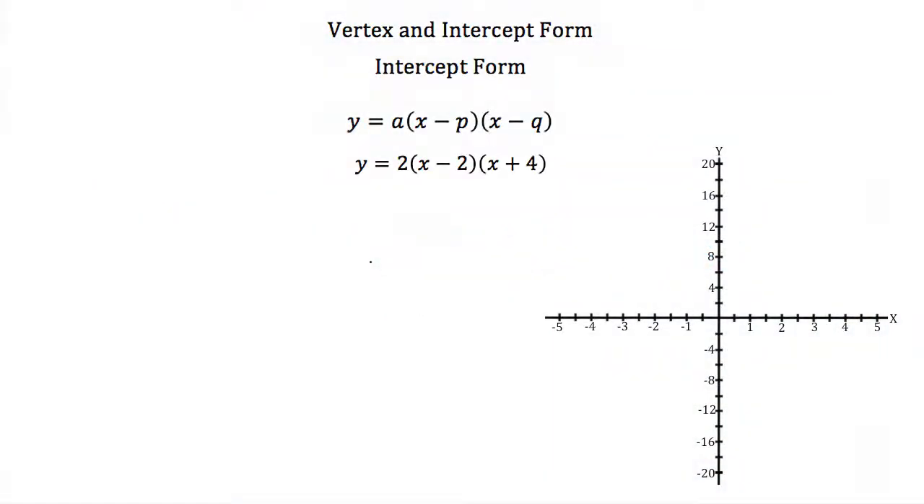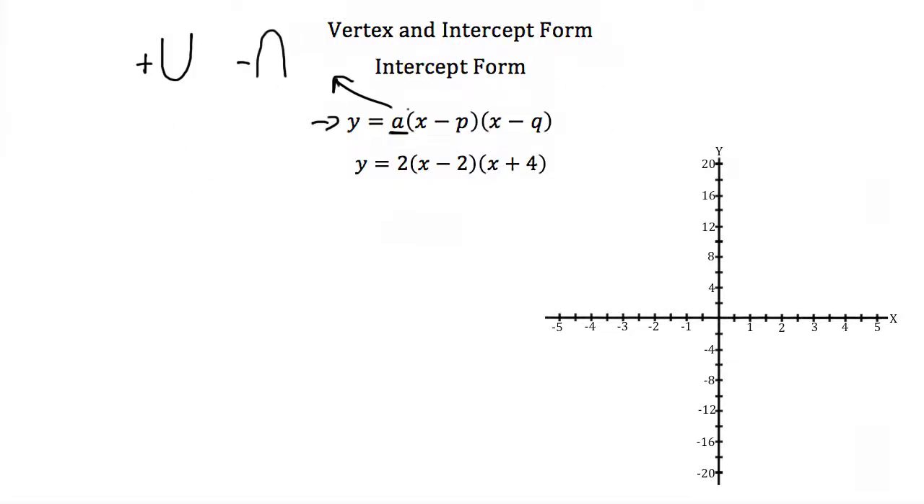Now the next thing we're going to talk about is the intercept form of a quadratic equation. And this is our intercept form. Here we have y is equal to a times (x minus p) times (x minus q). Now again, this a term tells us if it's positive, our parabola will open upward. And if it's negative, our parabola will open downward.